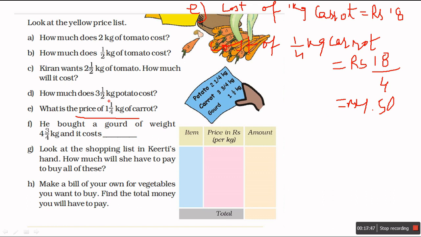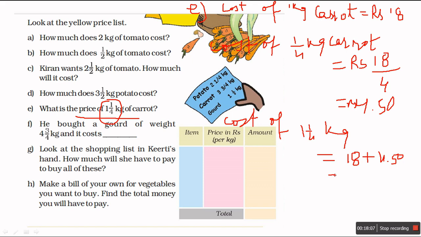So we have to calculate cost of 1 and 1 quarter. So cost of 1 and 1 quarter kg is equal to cost of 1 kg, that is 18, plus cost of quarter kg, 4.50. So 22 rupees 50 paisa. Okay, so in this way we can calculate like this.